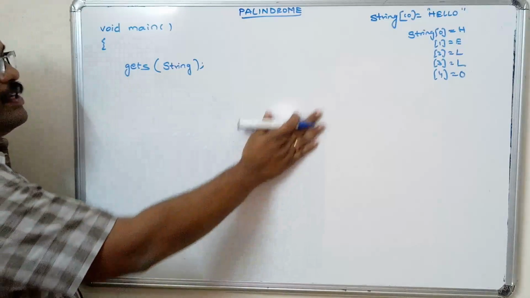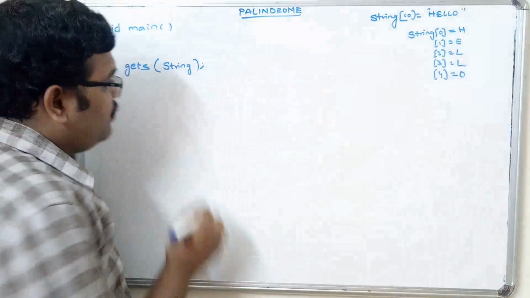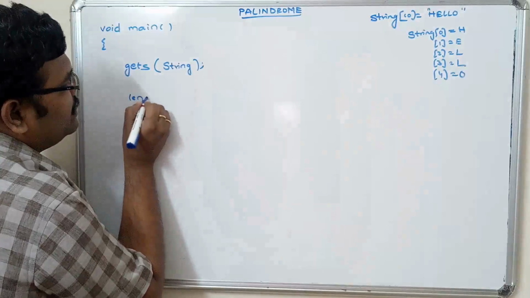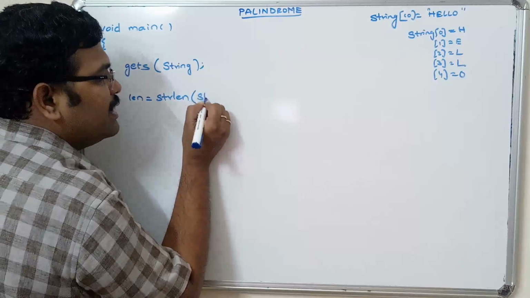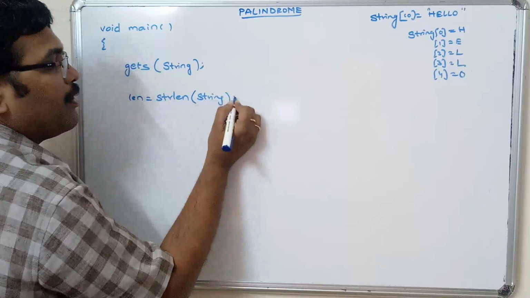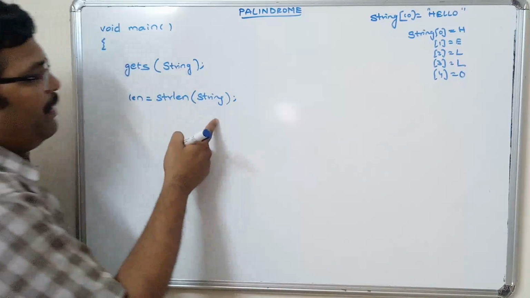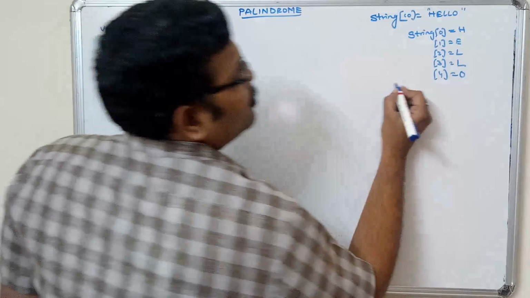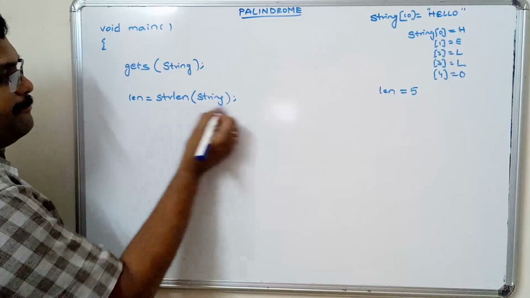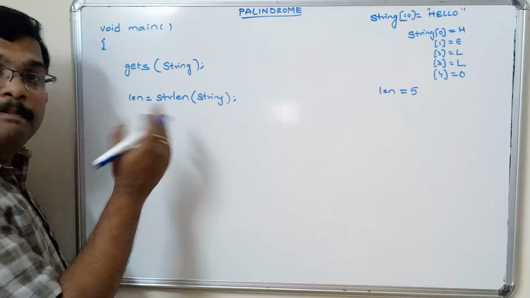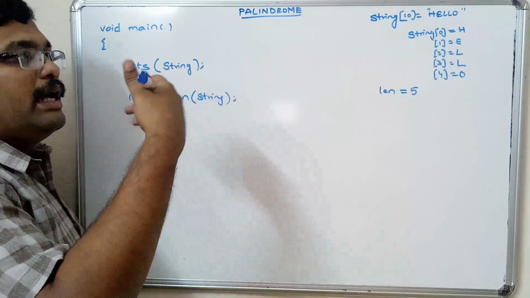Now, first we have to find the length. So, length is equal to strlen of string. After applying this, length will be 5. Then, after finding the length, we have to compare, so we have to repeat the loop.